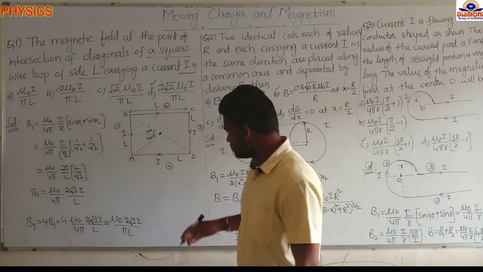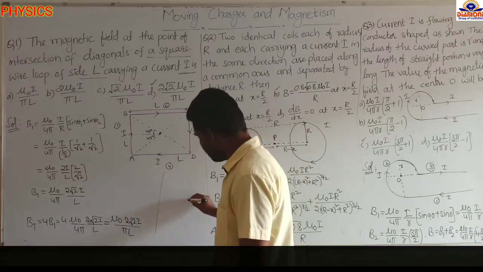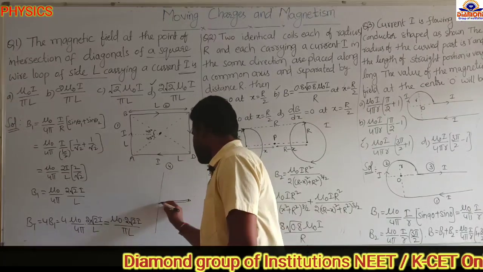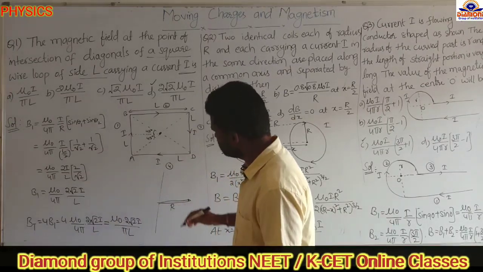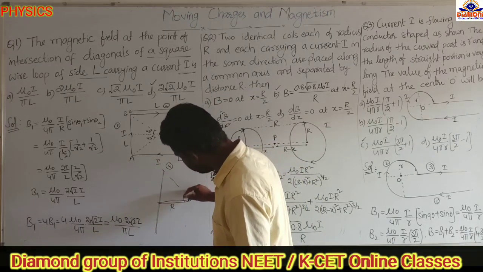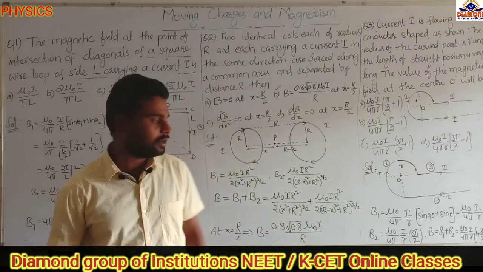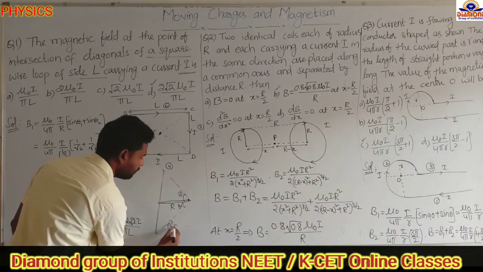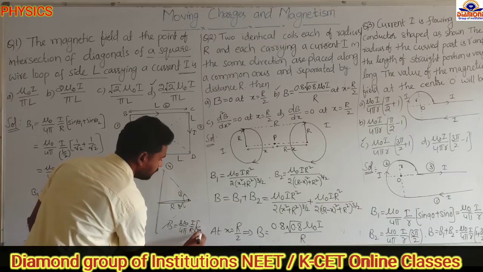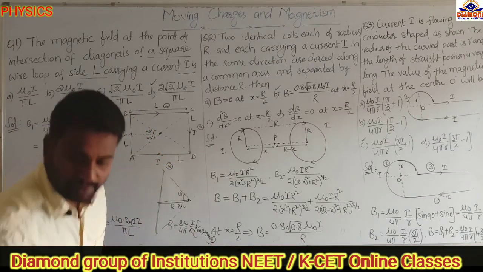Suppose an infinite length wire is there, and we have to find the magnetic field at some distance r from it. This r is the perpendicular distance from the wire. This end makes some angle theta 1 and the other end makes the angle theta 2. You already know the formula: the magnetic field equals mu naught by 4 pi into I by r into sin theta 1 plus sin theta 2. Remember this formula.